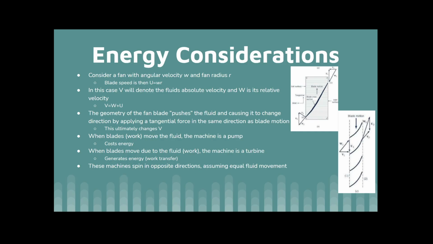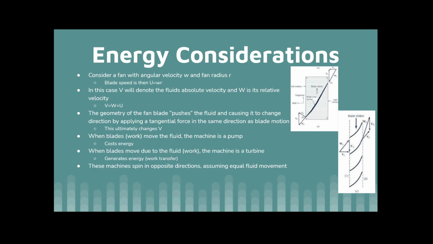Now looking at figure B, we see that the geometry of the fan blade pushes the fluid, causing it to change direction. This direction change is caused by a tangential force in the same direction as the blade motion, ultimately changing the value of capital V, which is its absolute velocity.